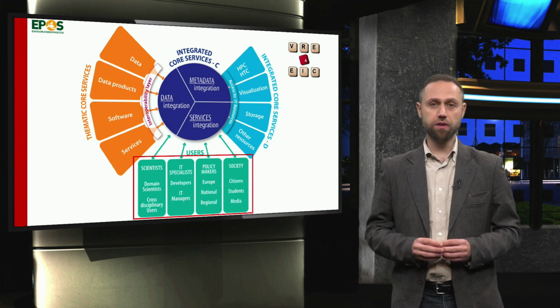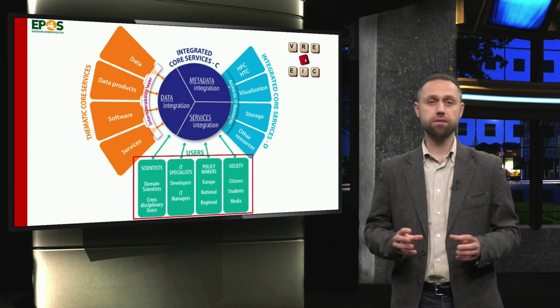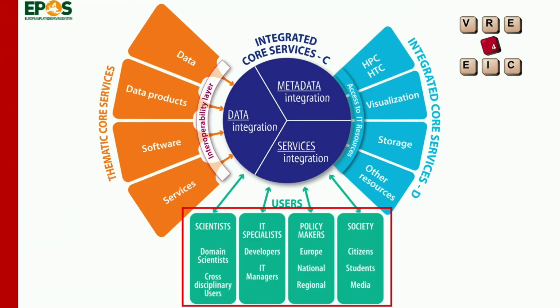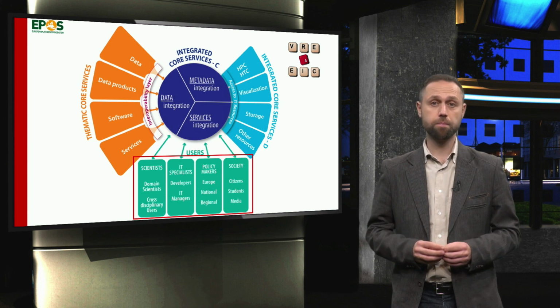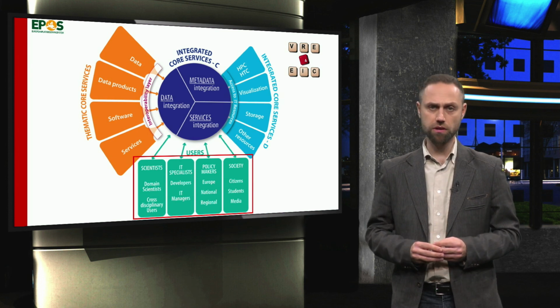The last element of the architecture is the user base. EPOS intends to serve and be available for different categories of users: scientists, IT specialists, policymakers, and even the so-called citizen scientists, that is to say, society as a whole. This implies that different methods for accessing resources and different user interfaces will be built. At the moment, scientists are the priority target audience, followed by policymakers and IT specialists.